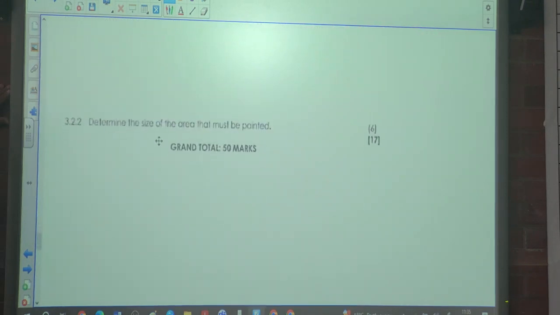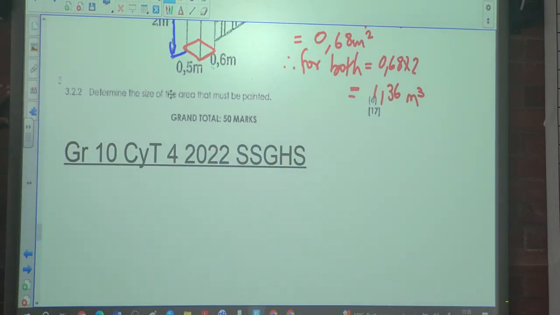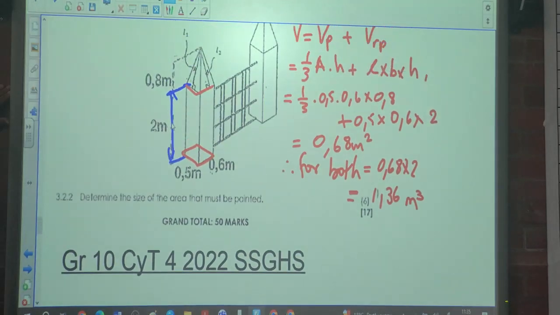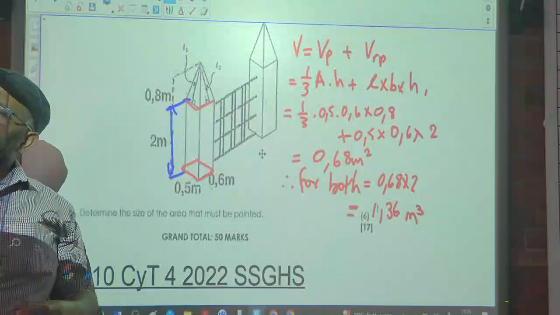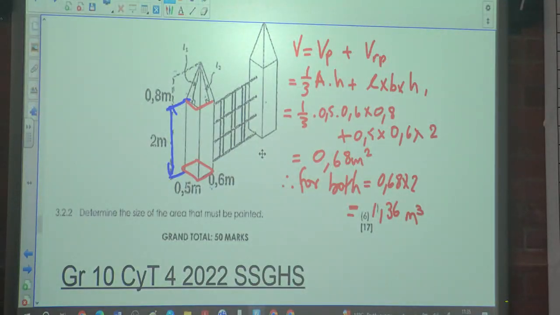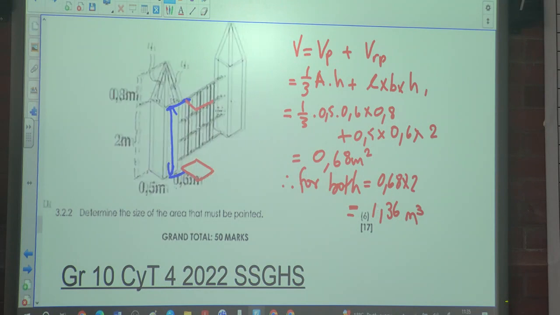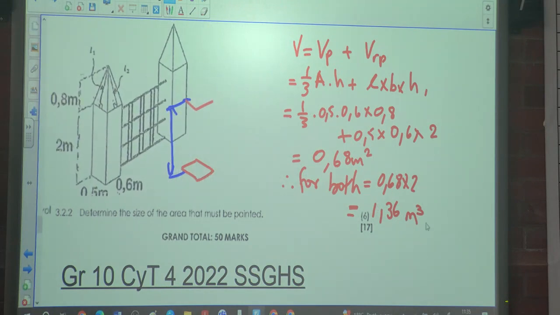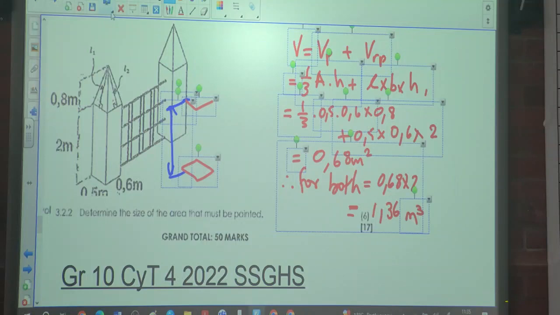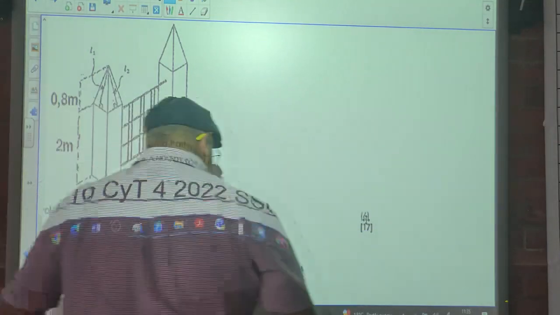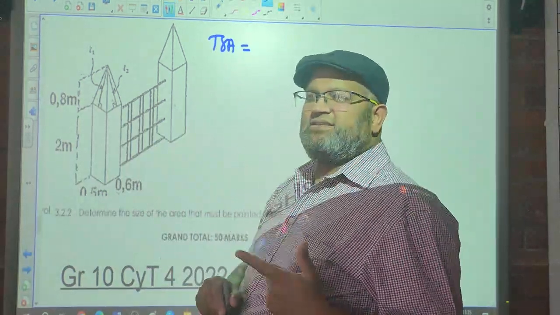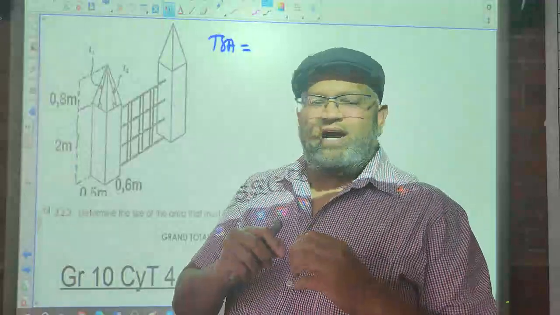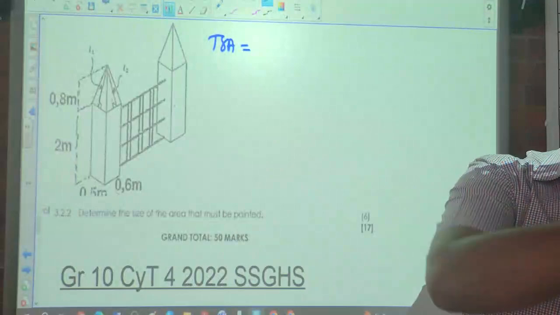Let's look at the next question. The next question says, determine the size of the area that must be painted. So in other words, we're going to calculate the total surface area of this item, not so? Alright, so of course the calculation will be a bit bigger. So how do you calculate the total surface area? It's going to be perimeter of base times height plus twice area of base. I'm just going to work out the total surface area for 1, then I multiply by 2 at the end.